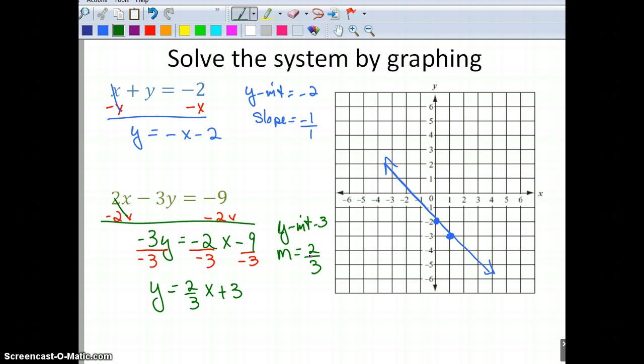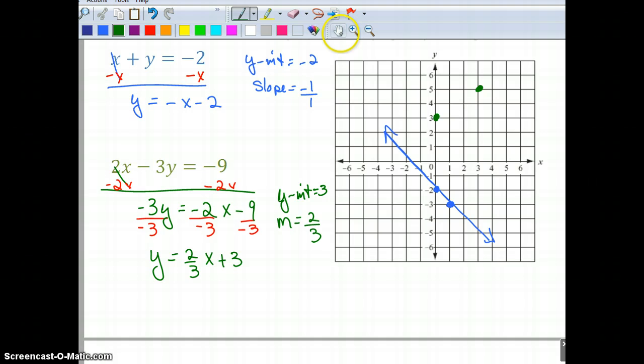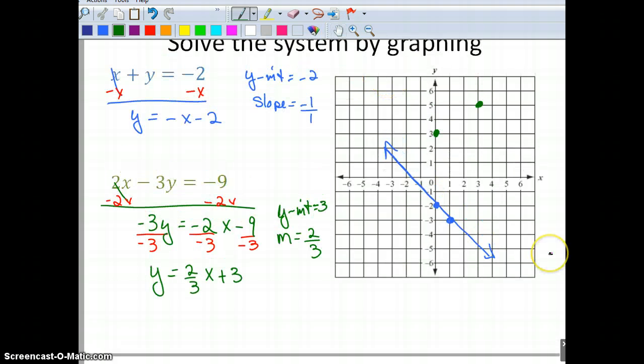Now remember, slope is rise over run. So I have a y-intercept of positive 3, so go to 3 on the y-axis. Then I'm going to go up 2 over 3. Now I am going to try and graph this as good as I can.